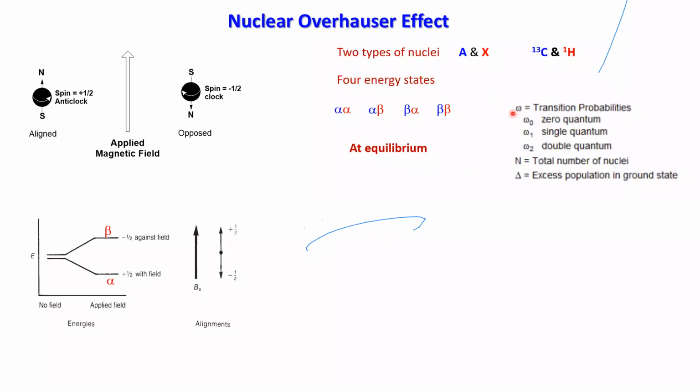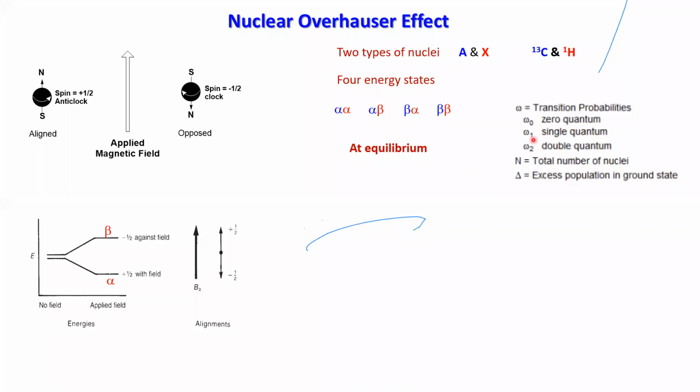We'll be considering omega as the transition population probabilities. So how can the transition happen? You have omega 0, the zero quantum transition. Zero quantum transition means you have a transition, but the overall spin change you will not find. So your overall spin change will be 0, and we call it zero quantum transition.